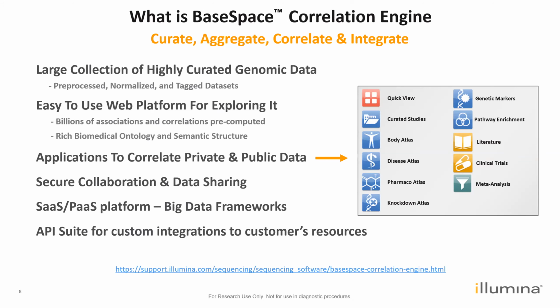The Curated Studies App is the central repository of fully processed omics-scale studies. The Body Atlas addresses what tissues, cell types, and cell lines my gene or gene set is expressed in. The Disease, Pharmaco, Knockdown Atlases, and the Genetic Markers app rank results for phenotypes, compounds, or genes correlated to a queried gene or gene set.